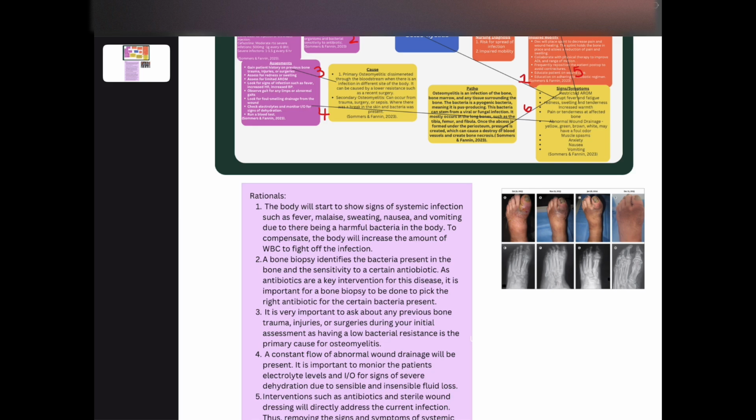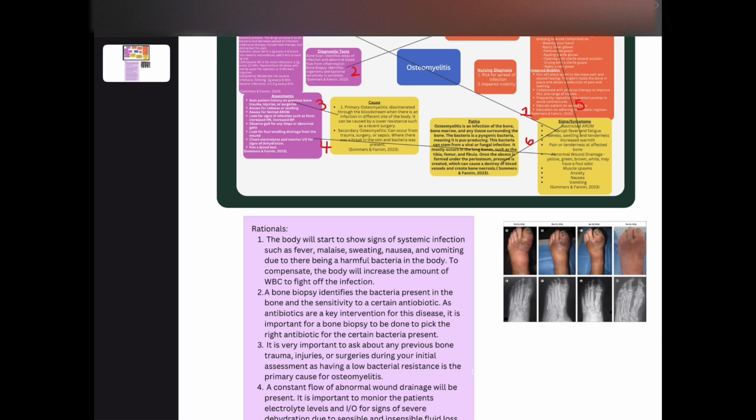And then for number three, again, that's that assessment on getting patient history on previous bone traumas, injuries, or surgeries, and that being one of the primary causes of osteomyelitis. It is going to be very important to ask about any previous bone traumas, injuries, or surgeries during your initial assessment, as having a low bacterial resistance is the primary cause for osteomyelitis.